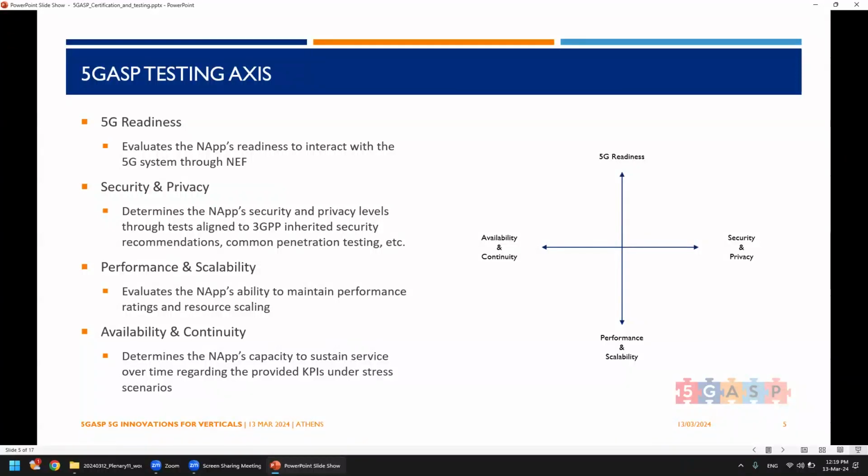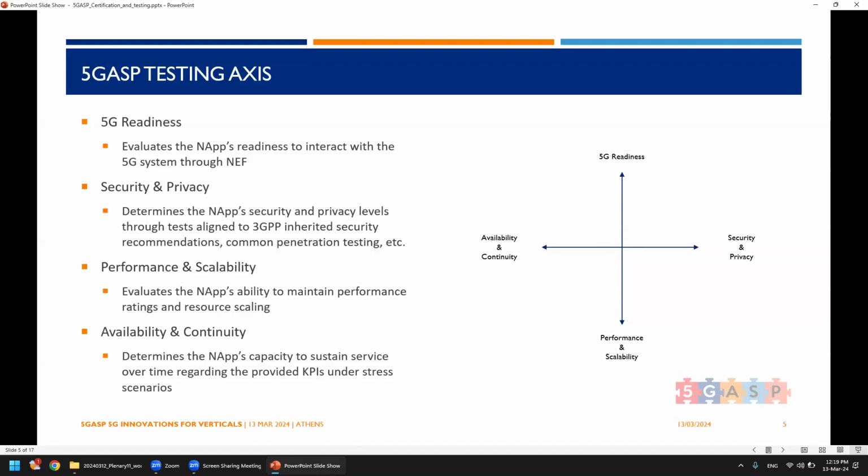So there are the 5G readiness tests that we have seen come forward through the NEF emulator employment in the testbeds. These tests evaluate the network application readiness to interact with the 5G components, namely the NEF, which is the core entity of interaction with the 5G system when we talk about an external entity. There are the security and privacy tests that determine the network application security and privacy levels through specific 3GPP security recommendations, typical penetration testing, etc.